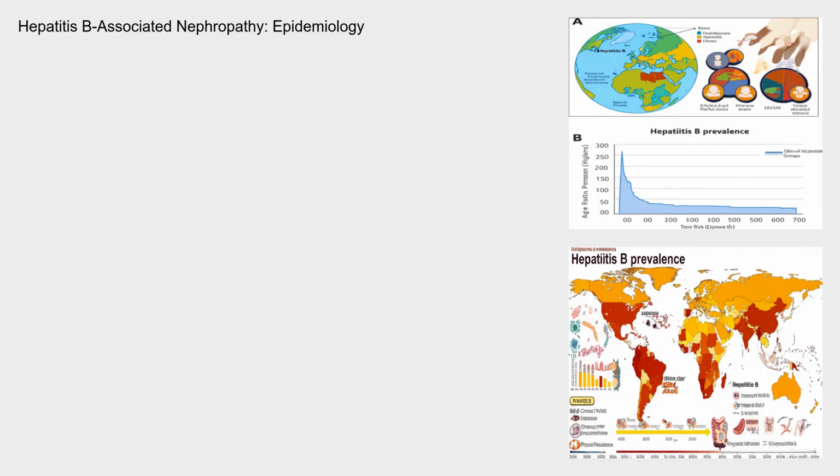Hepatitis B-associated nephropathy is most commonly seen in regions with a high prevalence of hepatitis B infection, particularly in Asia and Africa. It predominantly affects children and young adults, but can occur in individuals of any age. The exact incidence and prevalence are difficult to determine due to underdiagnosis and variations in screening practices. However, studies have shown that a significant percentage of individuals with chronic hepatitis B infection may develop some form of kidney involvement. Certain ethnic groups may also be at higher risk, suggesting a genetic component to susceptibility.